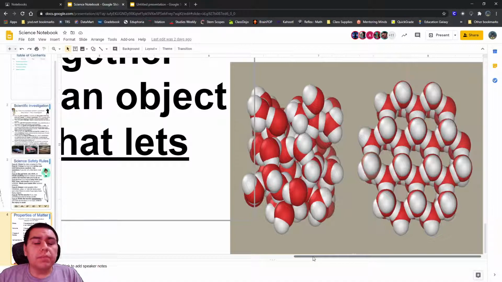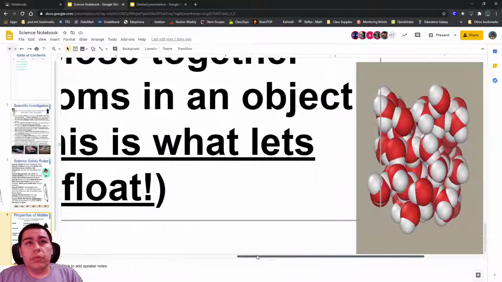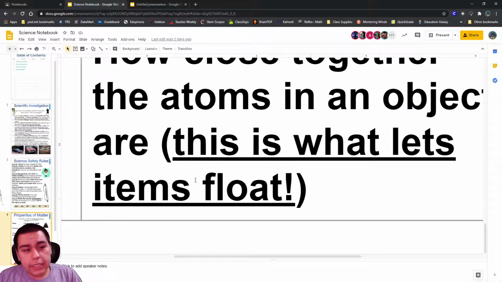Usually, if something is not very dense, it's not very heavy unless you have a lot of it. Now, the reason why this is important is density is how you can help figure out if something will float. The less density it has, it will float. If it has more density, it'll sink.